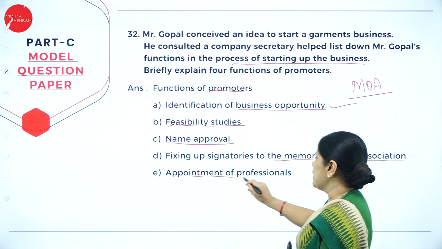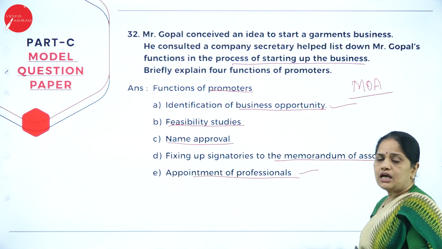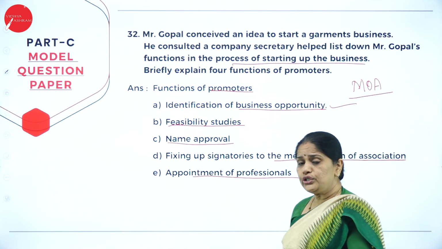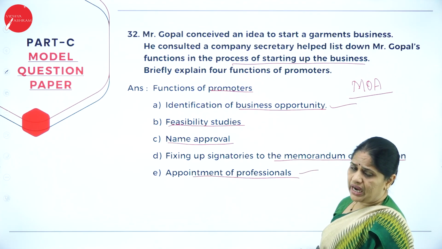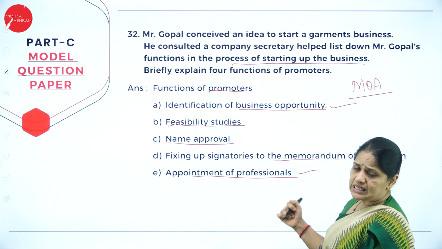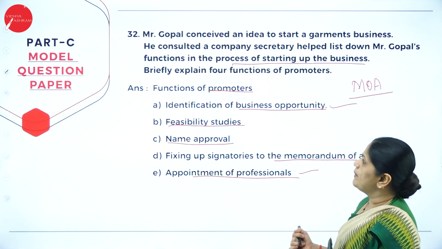Then E is appointment of professionals. Now, who are the professionals here? You need professionals for almost all the posts here. So, you have to appoint professionals for starting up any joint stock company.